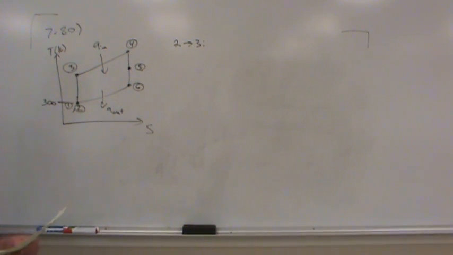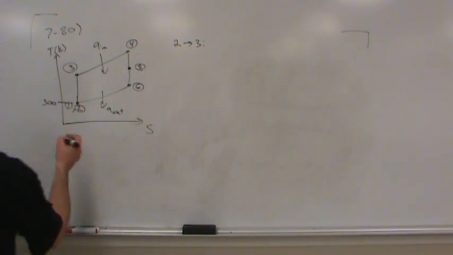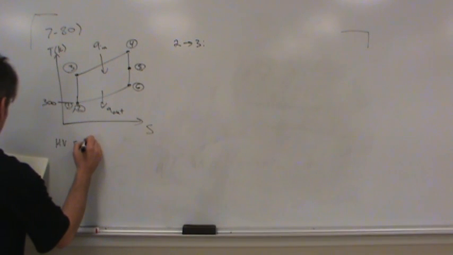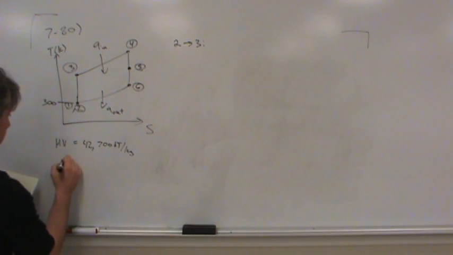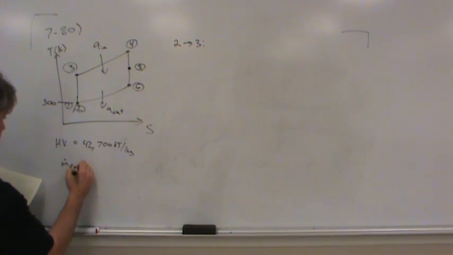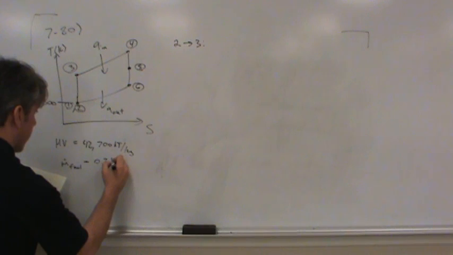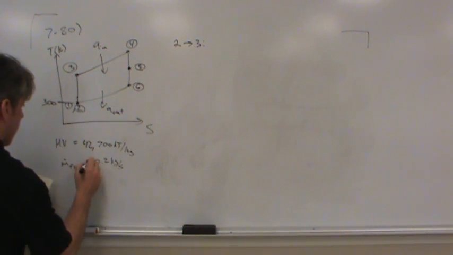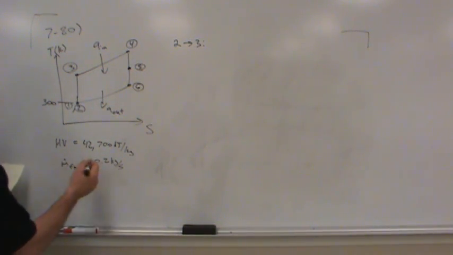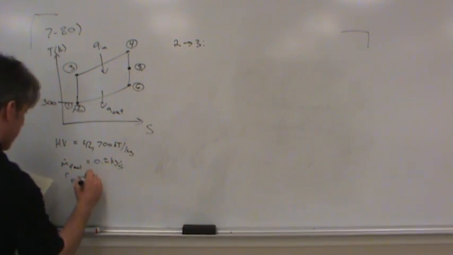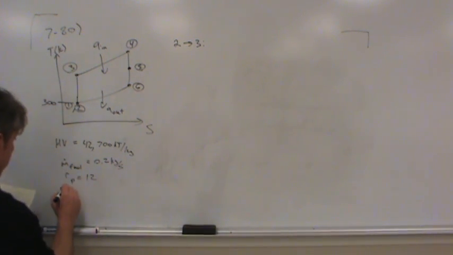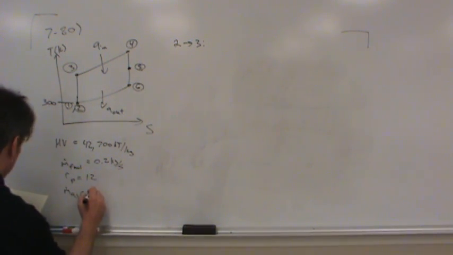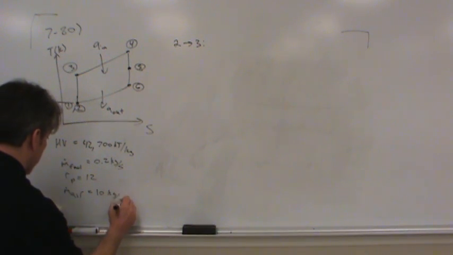Now we were given some other information. We were told the heating value of the fuel and the fuel flow rate. So let's jot some of that down. The heating value of the fuel is 42,700 kilojoules per kilogram, and the mass flow rate of the fuel is 0.2 kilograms per second. Lastly, the pressure ratio was 12. And the mass flow rate of the air is 10 kilograms per second.